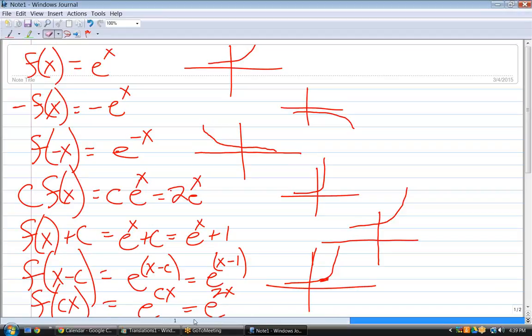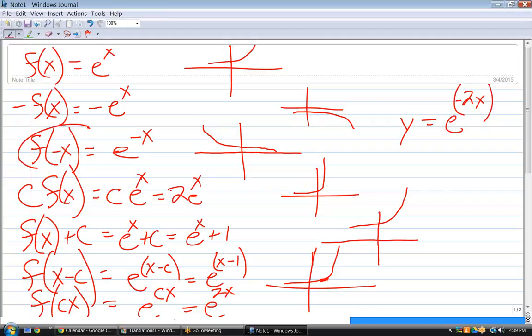Now, the secret, a lot of times, is they give you the translated function, and you have to figure out what's going on. In other words, if I tell you that y equals e to the minus 2x, well, the minus sign is a reflection about the y-axis, because it's that. And the 2 is a horizontal compression because it's this.